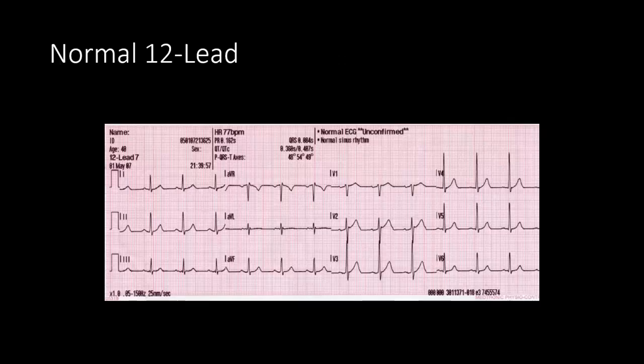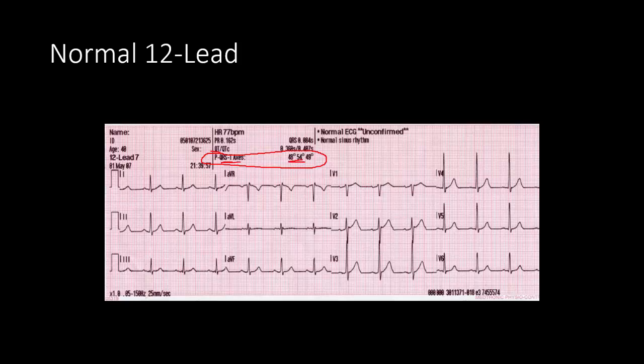So this is an example of a normal 12 lead. You notice that you've got your P wave, your QRS, there's nothing abnormal here. You've got your changes in your QRS as you are moving through from V1 to V6. Also, I do want to make mention that up here, as we mentioned in a previous lecture, it already calculates axis for you, so your QRS axis is 54 degrees.